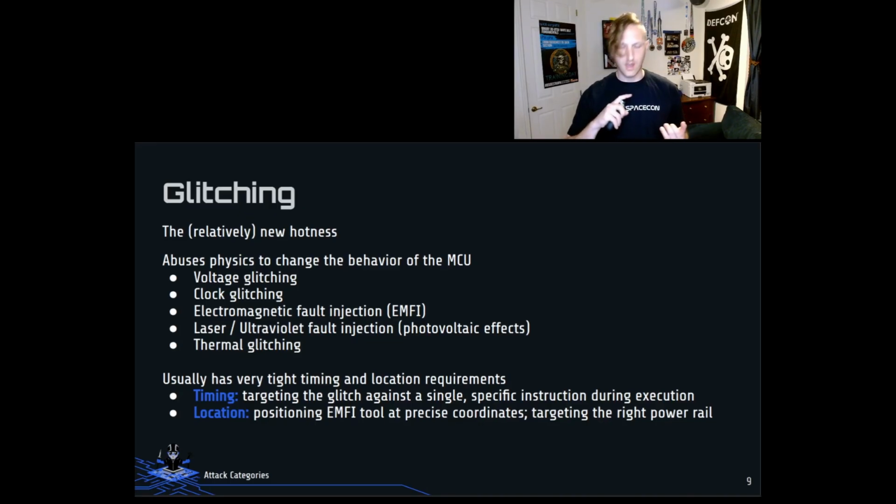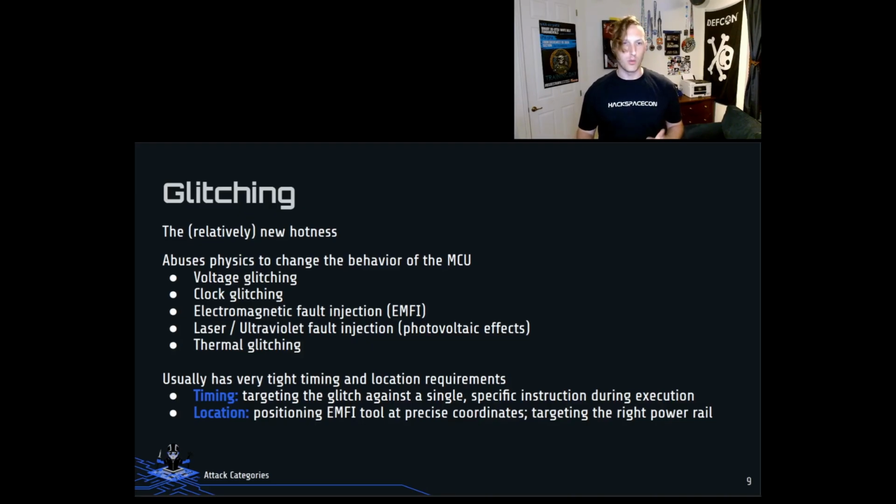We're doing things like dropping the voltage briefly. We're trying to inject an extra rising edge into the clock signal. We're using electromagnetic fault injection and RF emissions. We're using lasers and ultraviolet light in an attempt to induce photovoltaic effects. You can use temperature, hot or cold, to try to make the silicon behave in an unexpected way. Now, usually this has really tight timing requirements and location requirements.